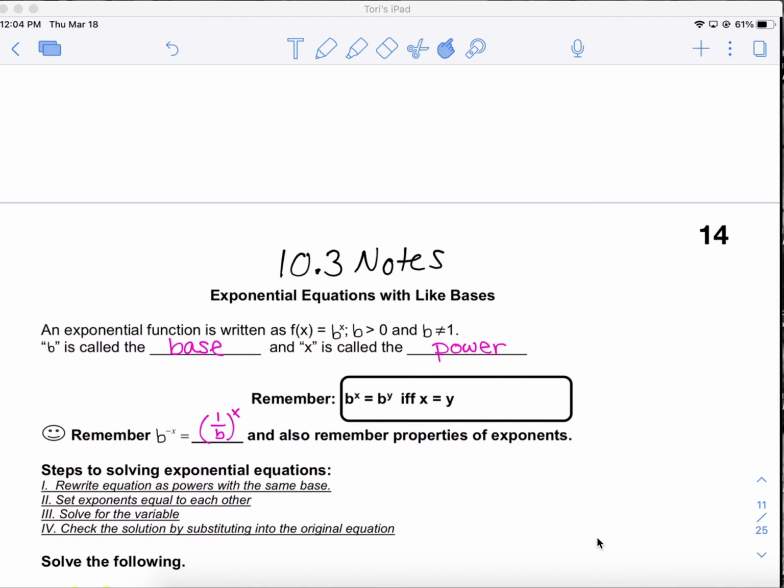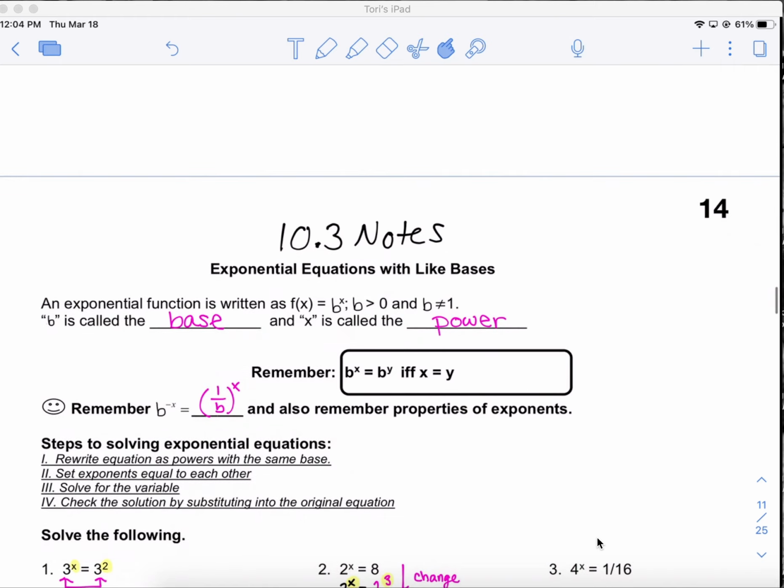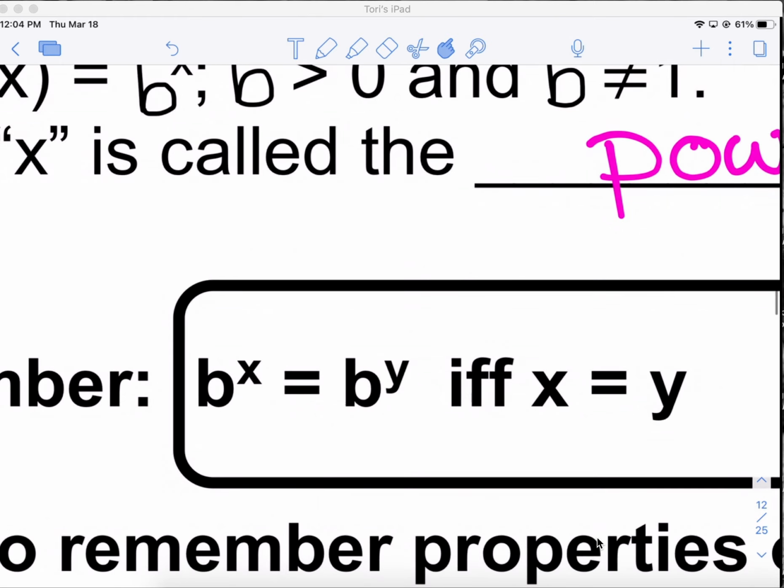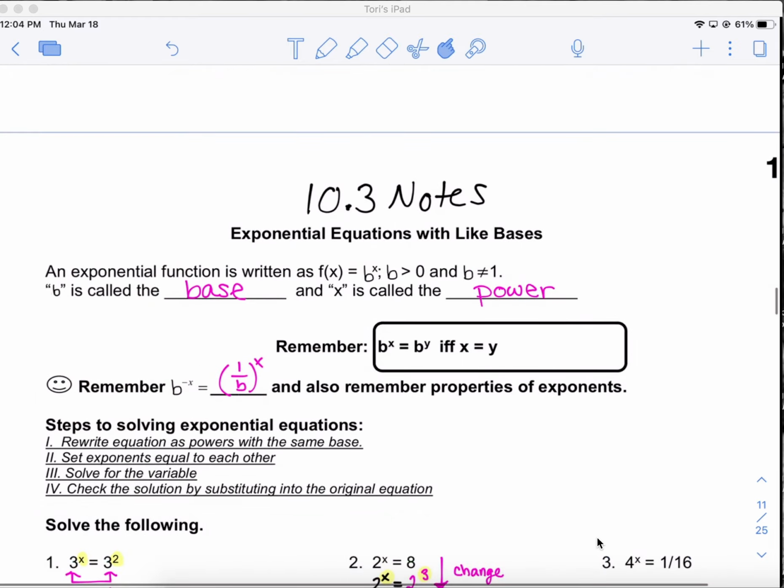All right, remember that b is called our base, x is our power or our exponent, and your goal, let me zoom in, your goal is going to be trying to write a base with an exponent equal to the same base with a different exponent, because if we know that, then we can say the exponents are equal, x equals y, okay? Let me give you a very, very basic explanation of that.